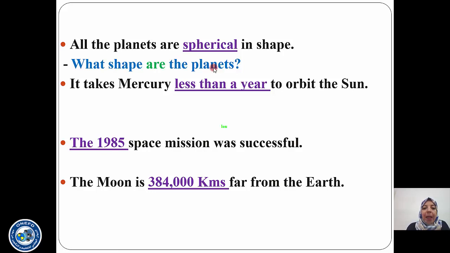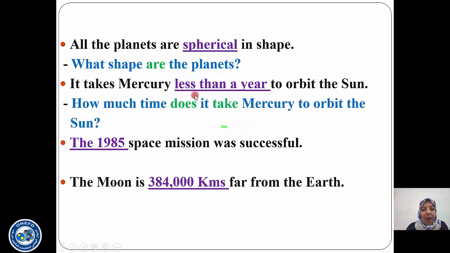It takes Mercury less than a year to orbit the Sun. So what are we talking about here? Less than a year is the time it takes. All right? So, because it is about time, you ask the question: how much time? How much time? Then, concerning the verb, as we did for the other verbs previously, does it take, because it contains this S of the third person of the singular. How much time does it take Mercury to orbit the Sun?